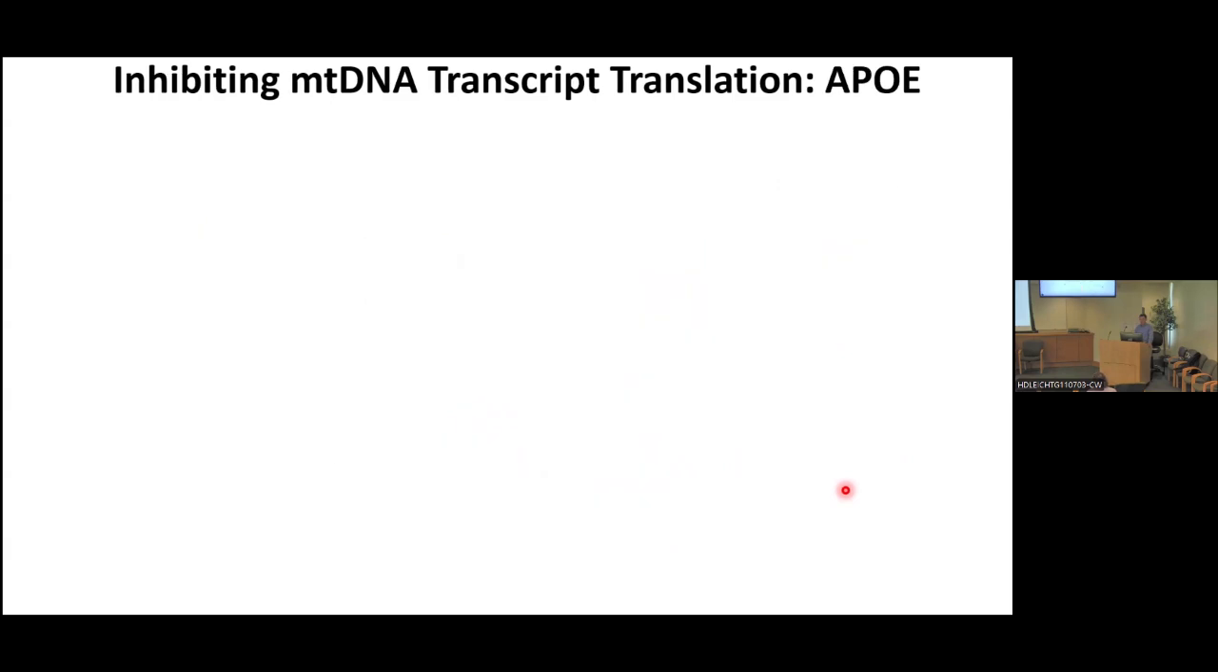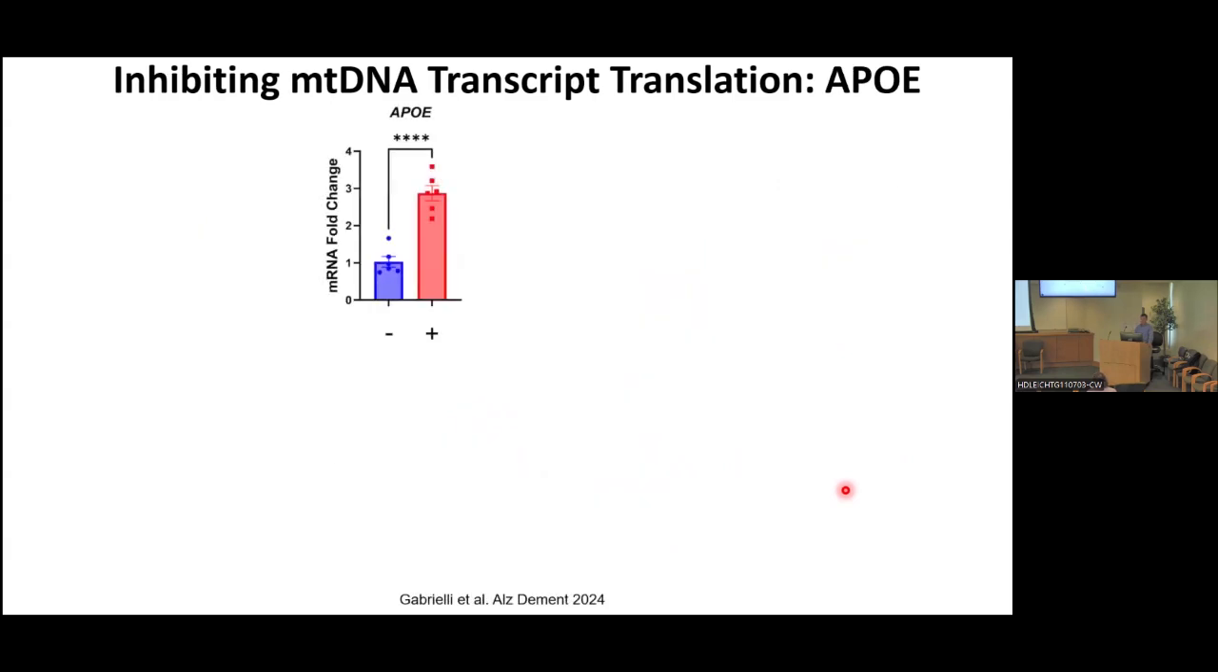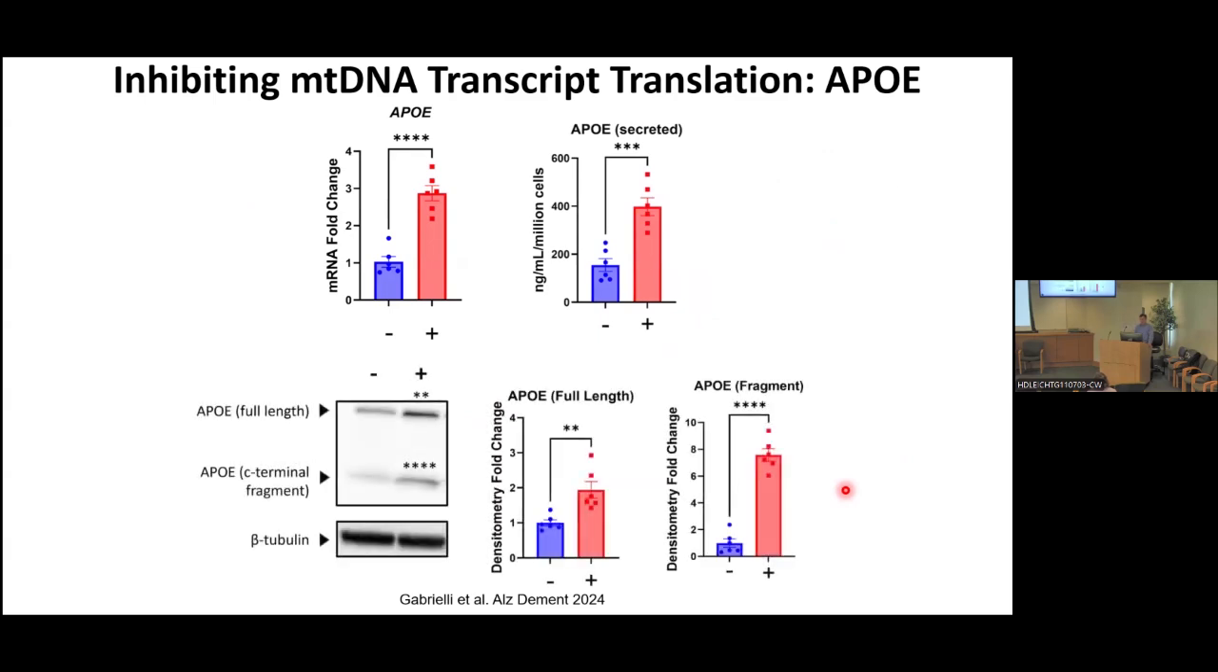We looked at the impact on ApoE, and as we see in the mitochondrial DNA depleted neuronal cells, ApoE mRNA levels go up in these neurons. We see this increase in ApoE secretion, and ApoE protein builds up in the neurons themselves.